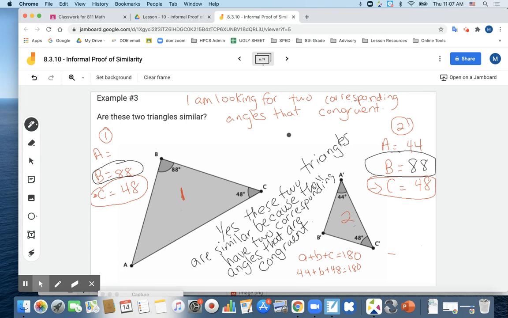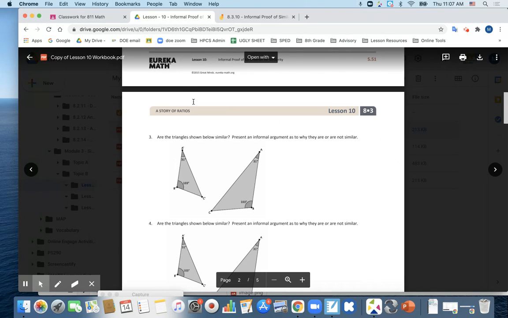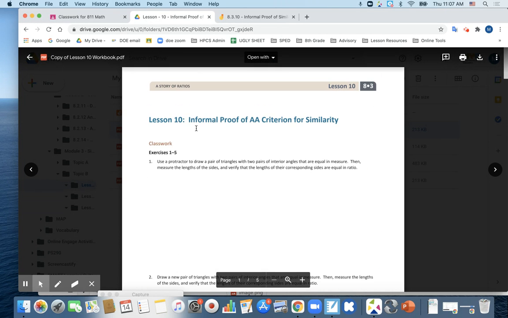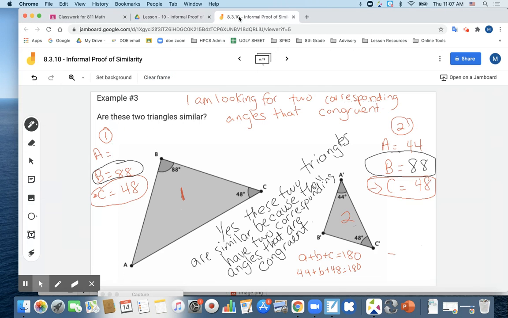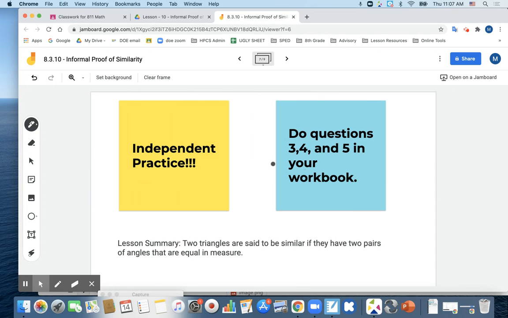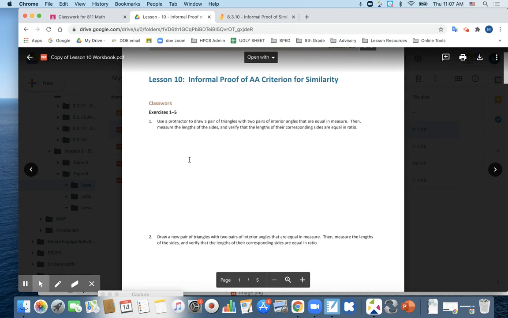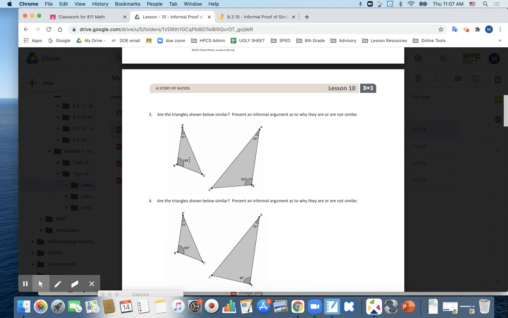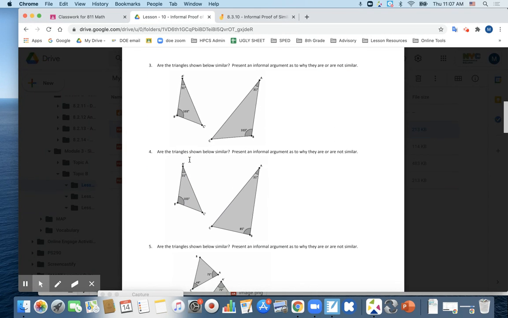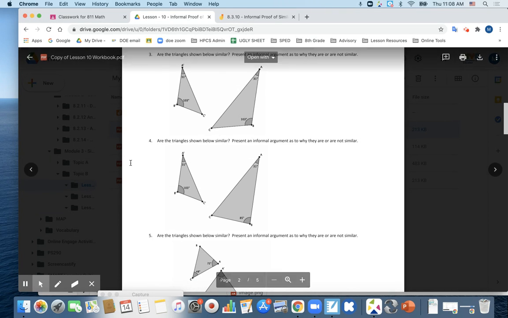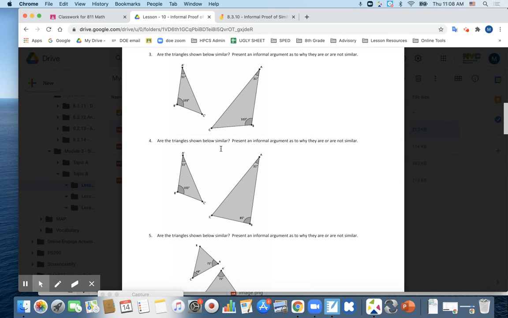Now you should be ready to do your workbook. So go to your workbook, which is here. You're going to skip 1 and 2. So you're not doing 1 and 2. You're only doing questions 3, 4, and 5. All right. So when you do 3, 4, and 5, you make sure you turn that in. So I want you to pause the video now and then look at 3, 4, and 5, which I'm showing on the screen. Do those on your own and then come back and we'll go over it together.